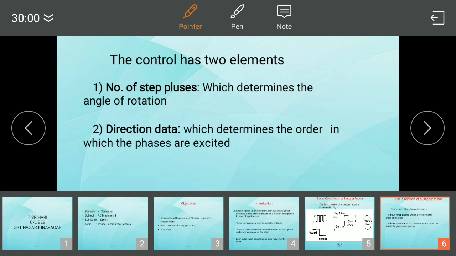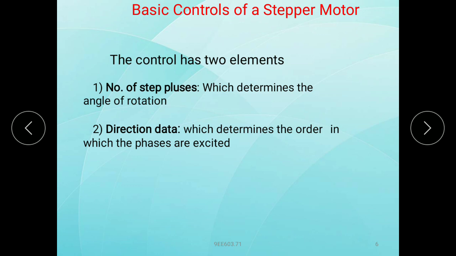Here, the number of step pulses determines the angle of rotation. The direction data determines the order in which the phases are excited, that means whether it is forward or reverse direction.